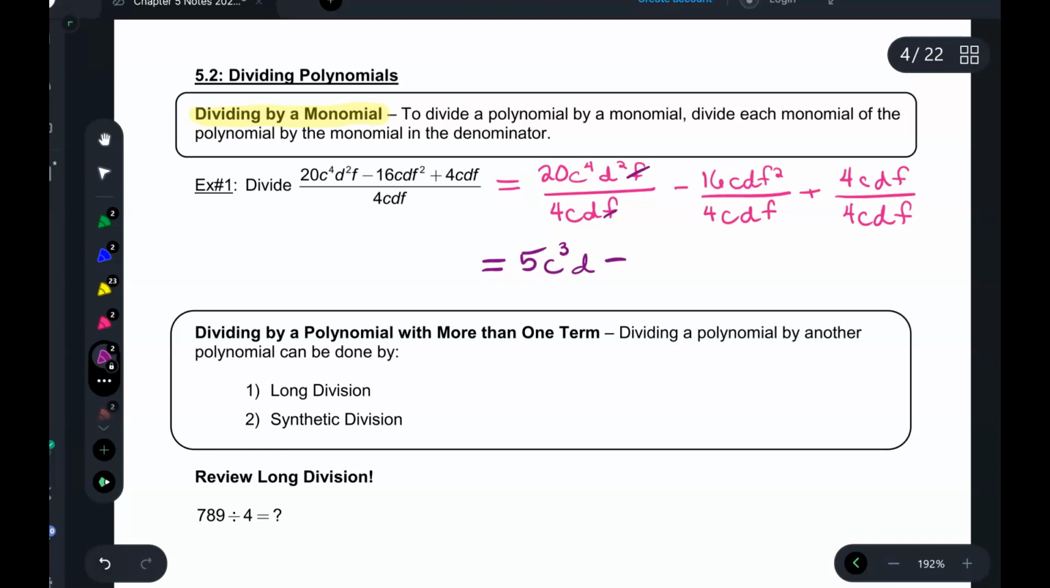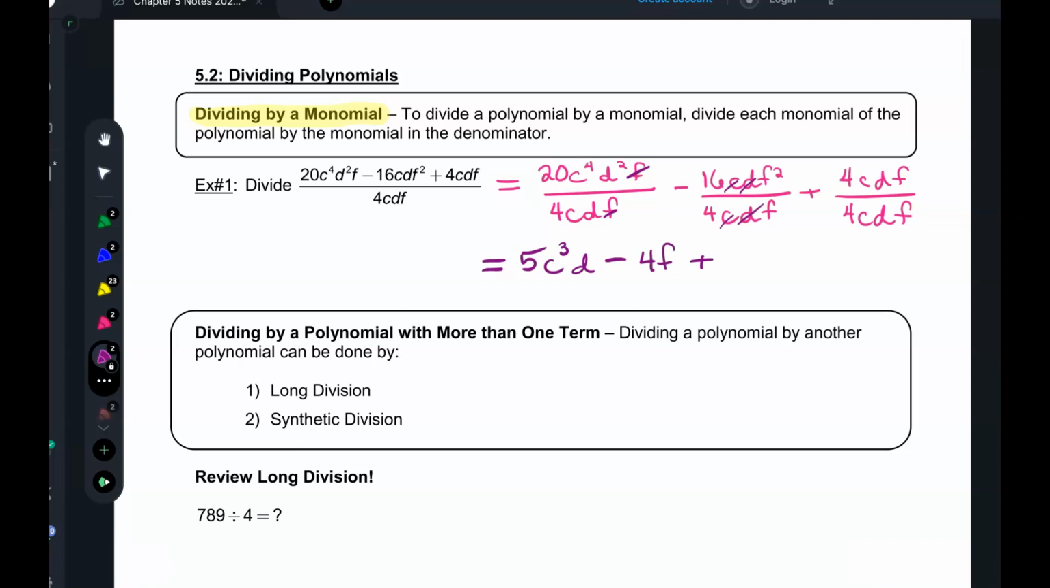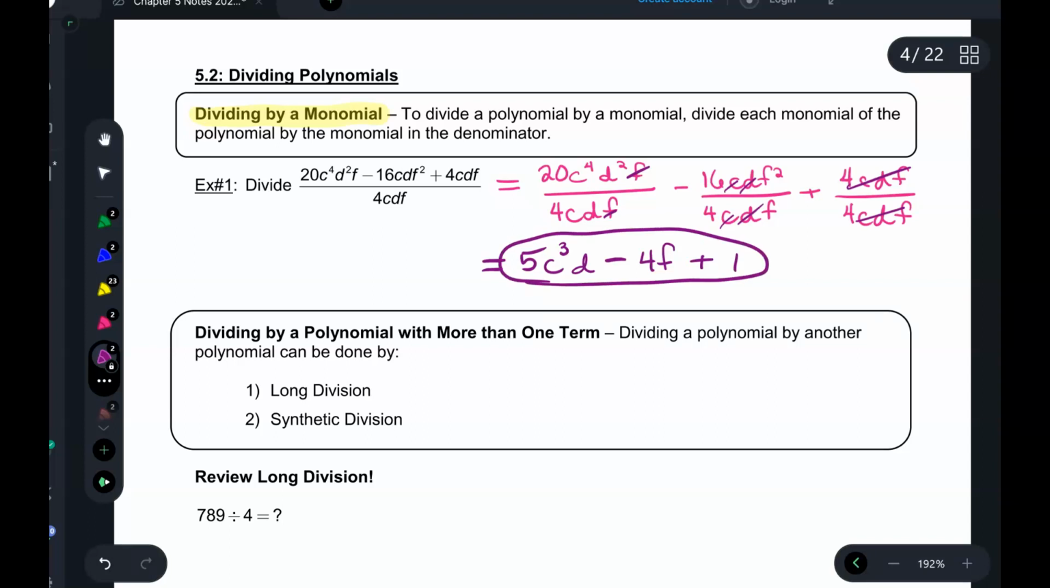Minus 16 divided by 4 is 4, good. What happens with C and D? They just go bye-bye. And now f squared over f to the first is f. Good. So everything cancels, but I can't just leave it as nothing here. I need to include the plus 1. So that's the final answer. That's it. Easy, right?